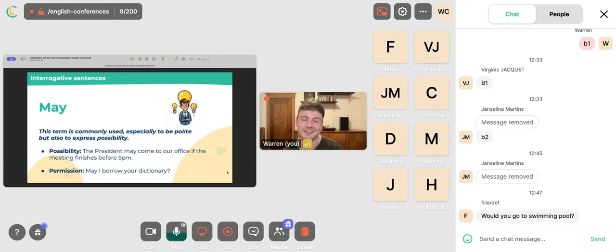May. Now, this is one I get asked about quite a lot. Why do we use may? So, the term is commonly used, especially to be polite, but it can also be used to express possibility as well. Now, as we can see here, an example of possibility: The president may come to our office if the meeting finishes before 5 p.m. It's a possibility.